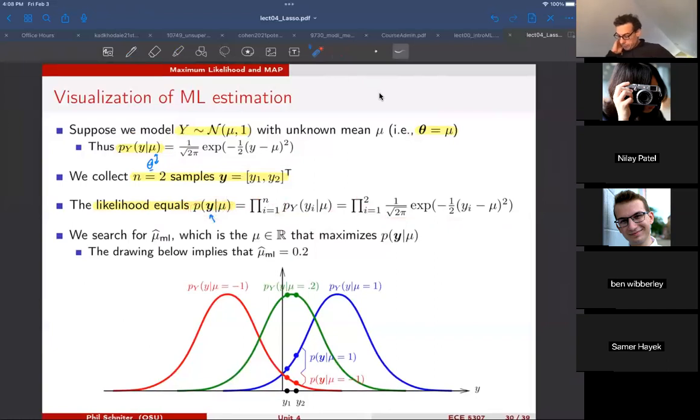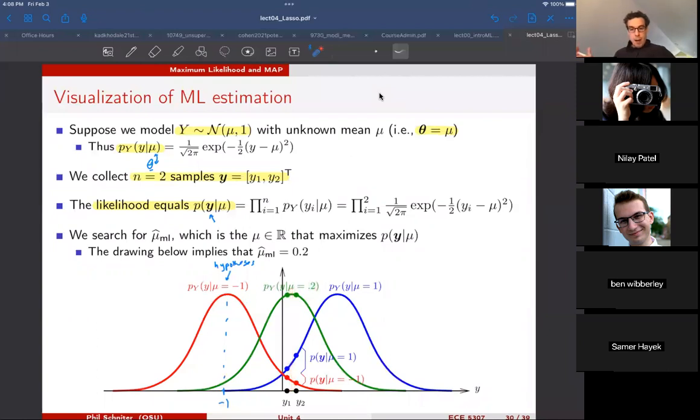So here's a visualization. Here I'm showing three different Gaussian bell curves. They all have variance one, standard deviation one, but they have different hypothesized means. This is one hypothesis, just as an example. Mu is minus one. If mu is minus one, then the center of this bell curve would be at minus one. Another hypothesis is that mu equals one, in which case the bell curve will be centered there. Another hypothesis is that mu is 0.2, in which case it would be centered here at 0.2.